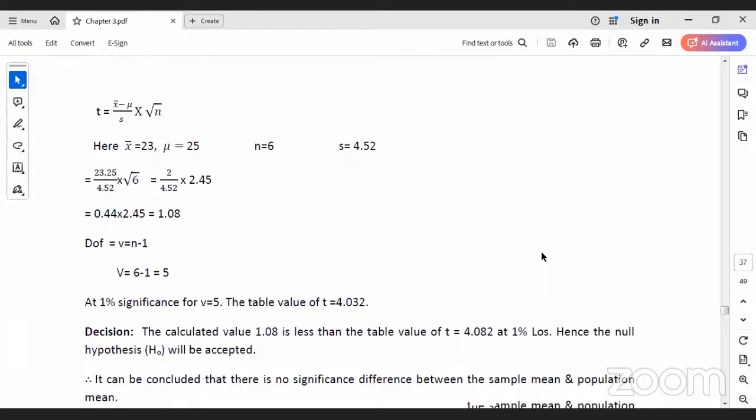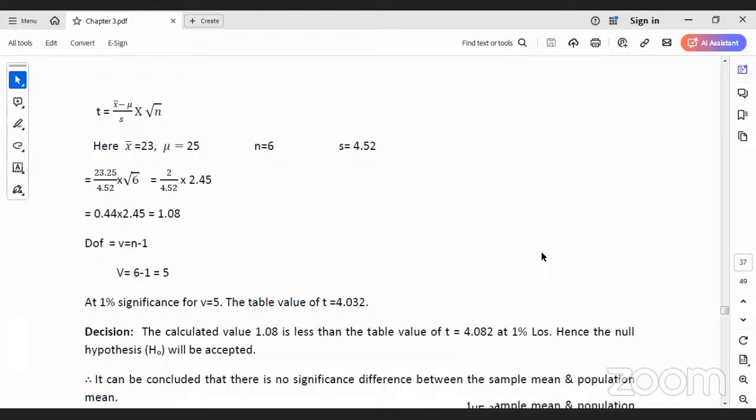Then simply, limits t is equal to plus or minus x bar minus mu by s into under root n. X bar is 23, mu is equal to 25, n is equal to 6, s is equal to 4.52. So the final answer is here. The calculated value is 1.08, that is the last answer.